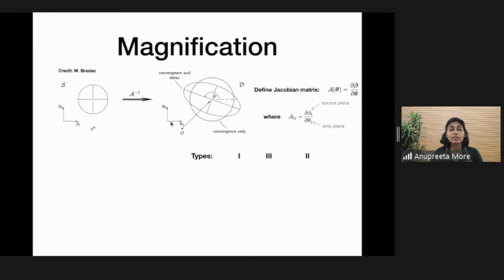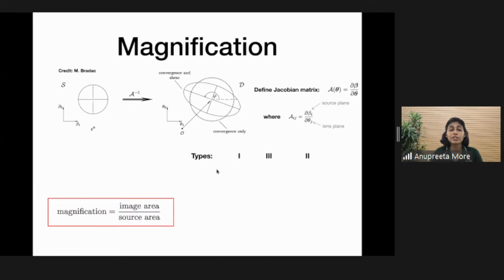Now, since these quantities are two-dimensional vectors, this Jacobian matrix has its eigenvectors, and based on the eigenvalues of these vectors, we can divide the lensed images into three types. So these are called type 1, 2, and 3.